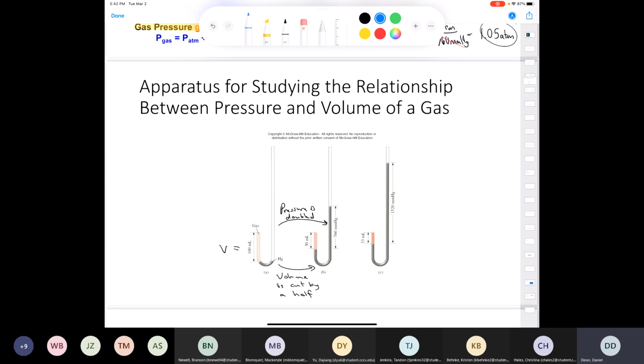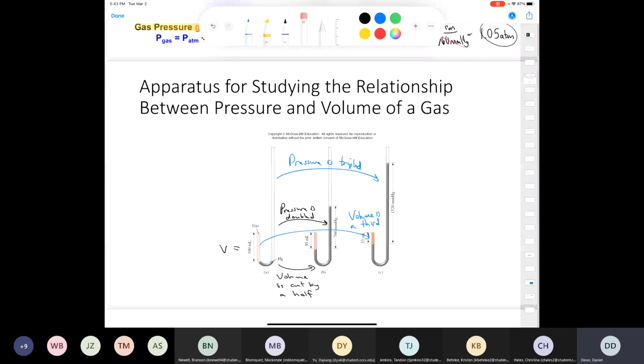Now what happens if we go from the first tube to the third tube? They've added 2 times 760, and so here we see that the pressure is tripled, okay? And what happens to the volume when we go from here to here? The volume is a third, okay? So the volume is now a third.